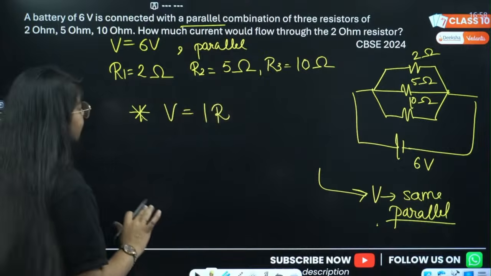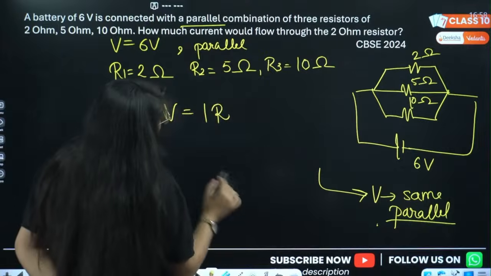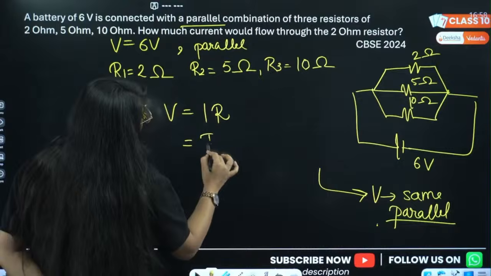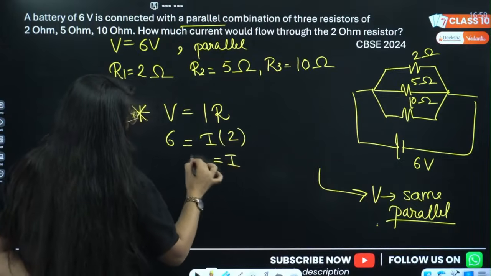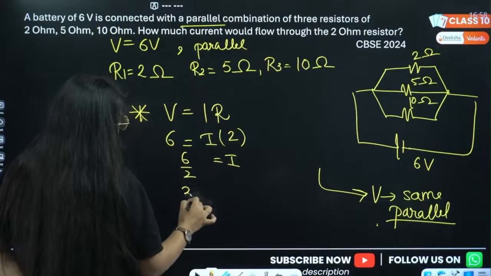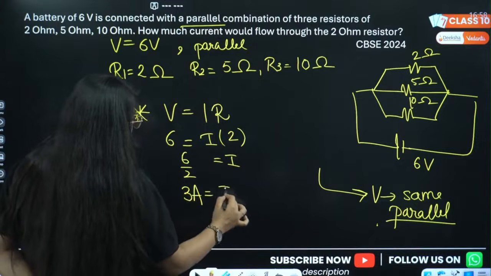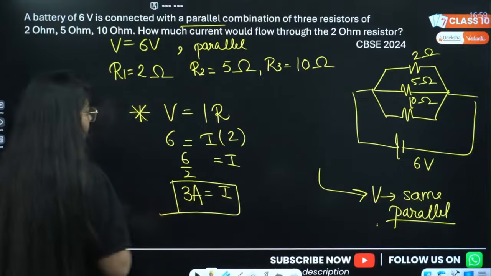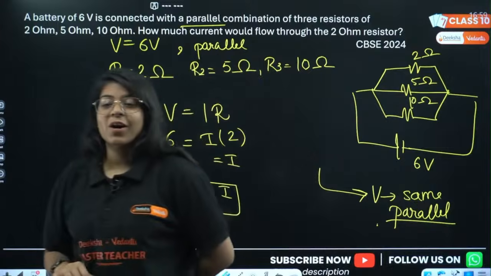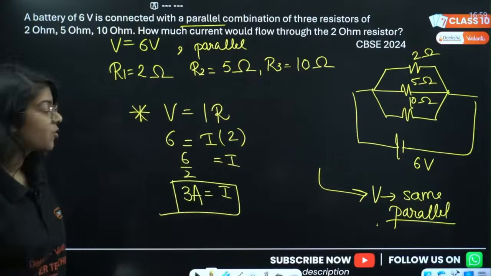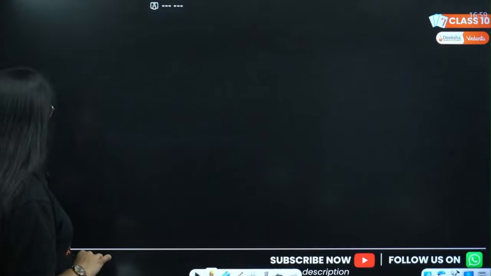Okay, V equals IR. Now we have to find I. V is 6 volt given, R is 2. So I is simply 6 by 2, that is 3 ampere. The answer is 3 ampere. Yes, all of your answers were correct. Okay? Next question.